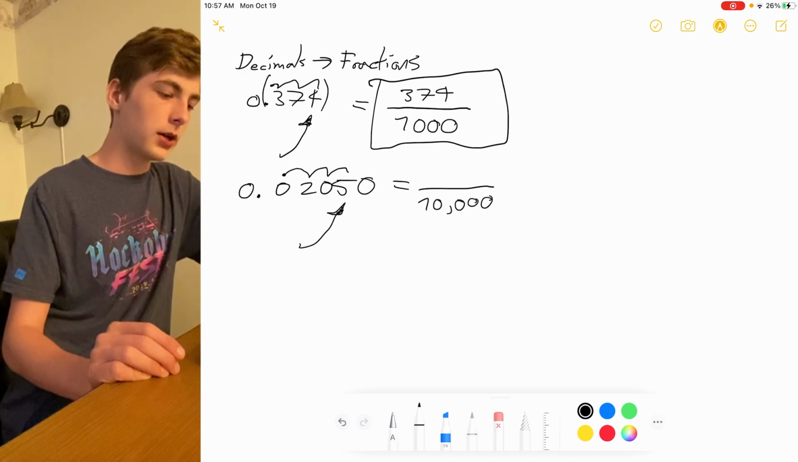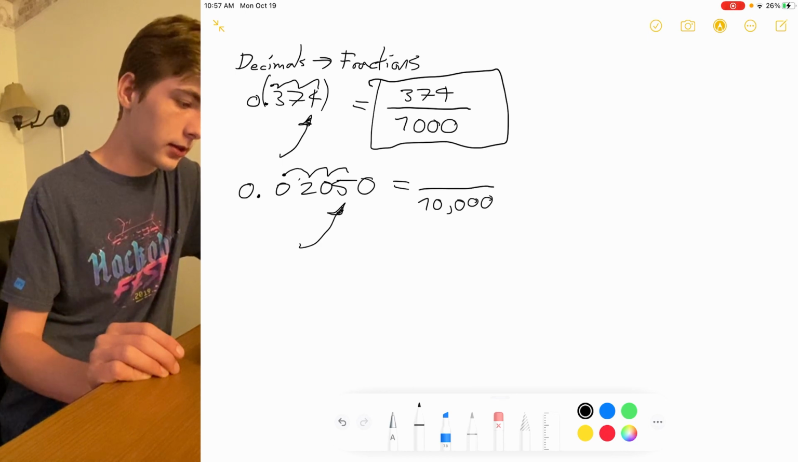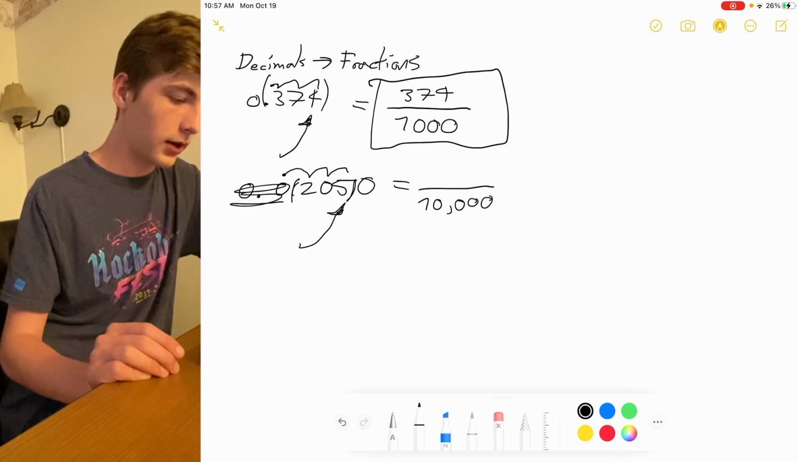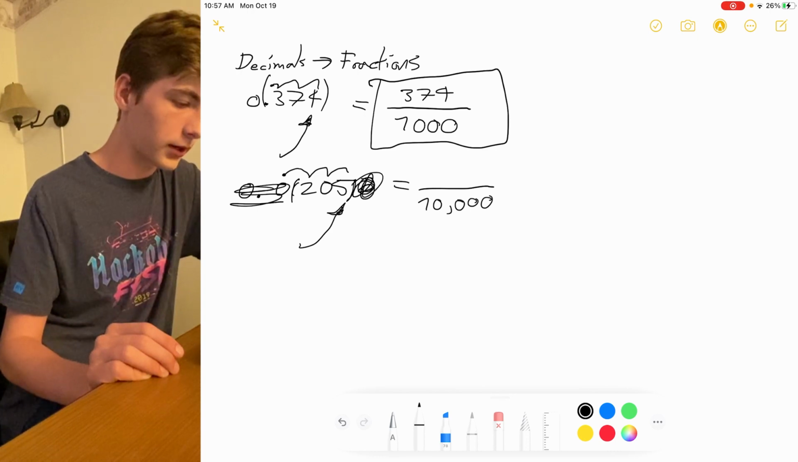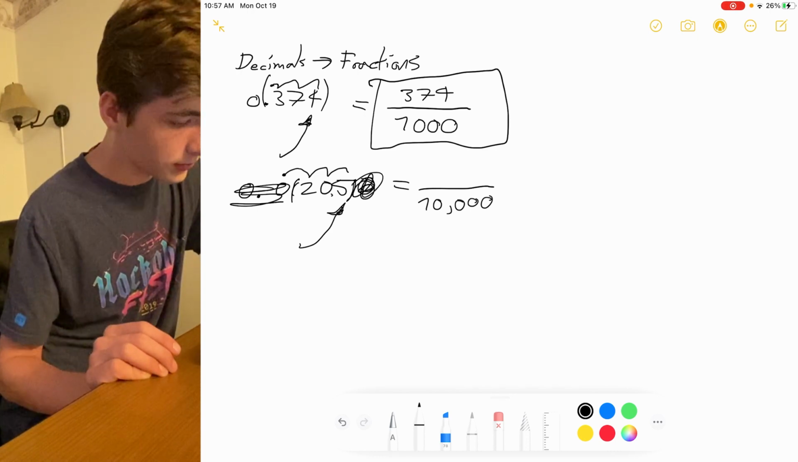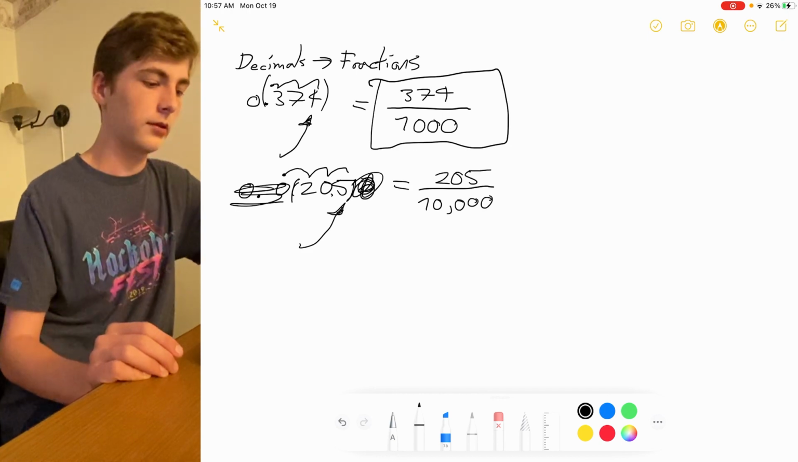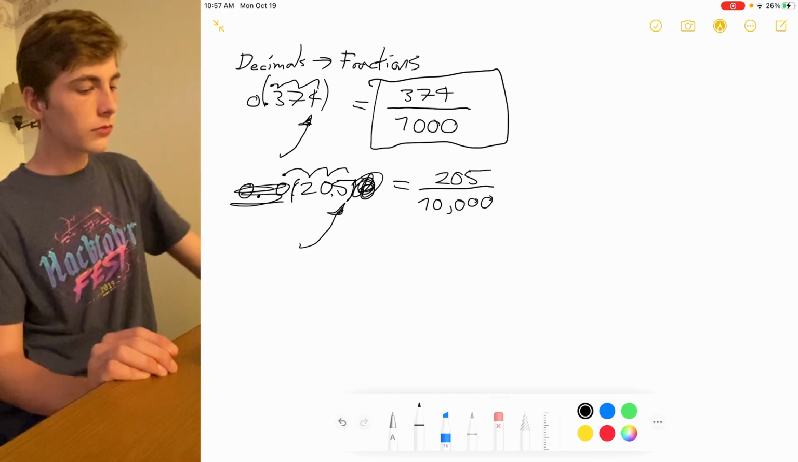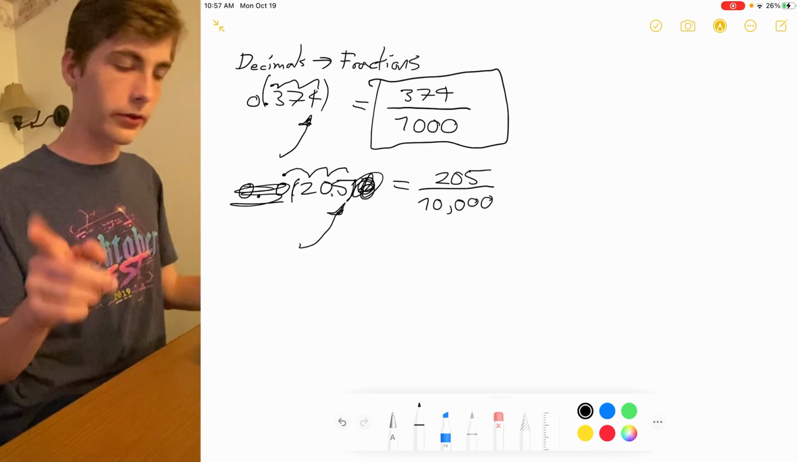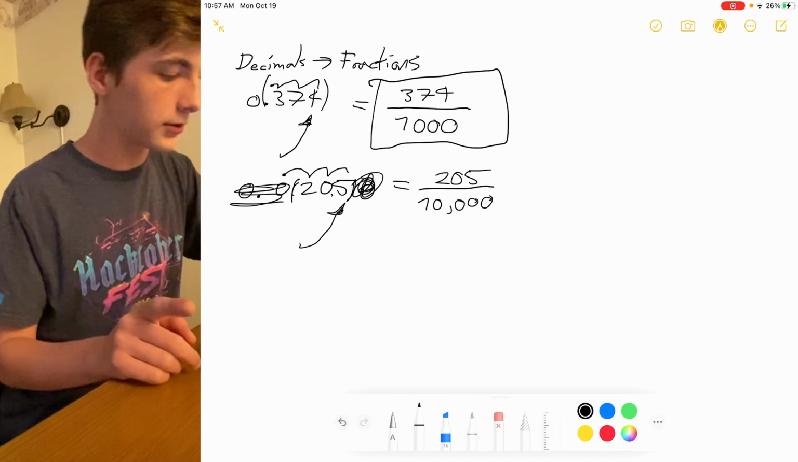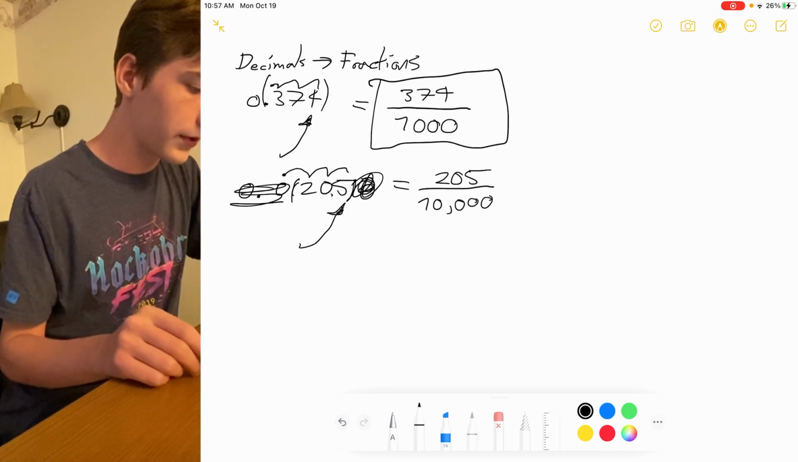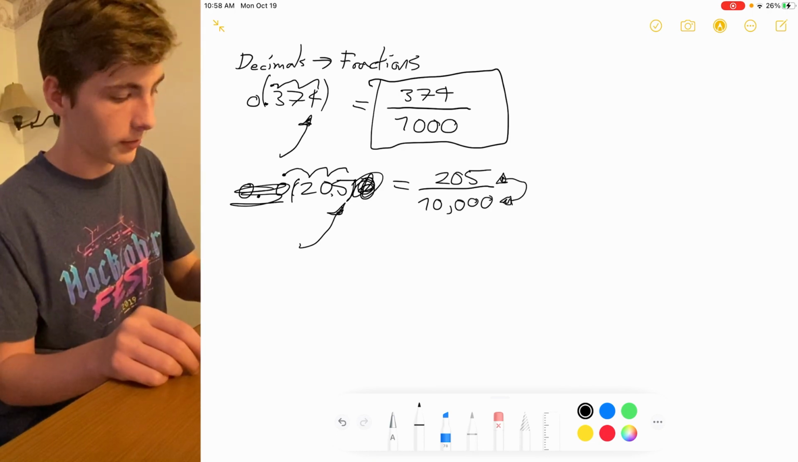And then up on the top, we're just going to take this number right here, right? We're going to ignore the zeros before and ignore the zeros behind, but we're going to keep that 0 in the middle. And so we're just going to get 205 over 10,000. And that doesn't necessarily mean these are simplified fractions either, because as you can see, both of these numbers are divisible by 5, so you could simplify that, but we're not worrying about that at the moment.